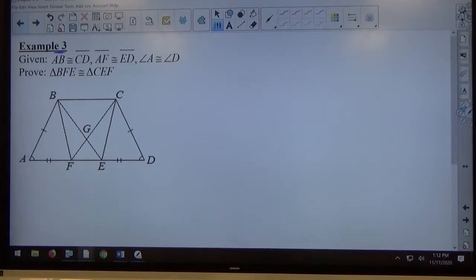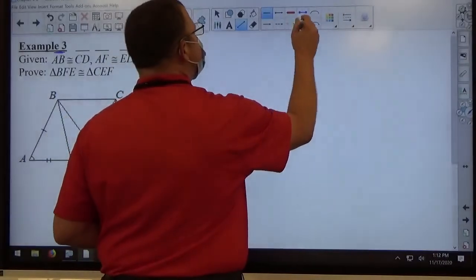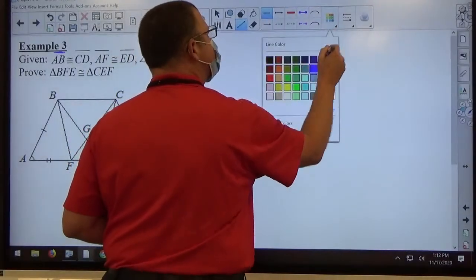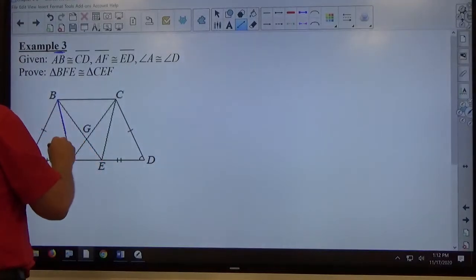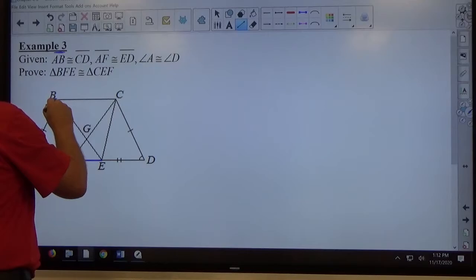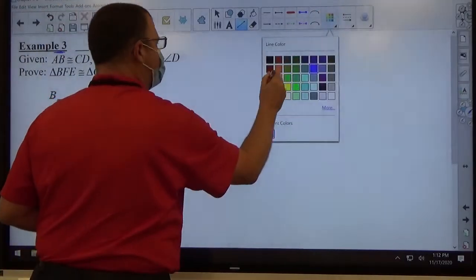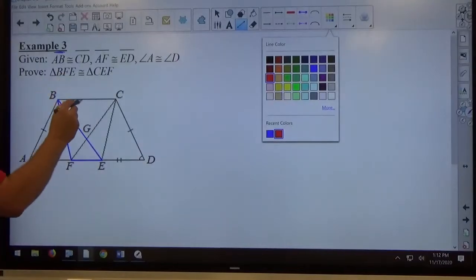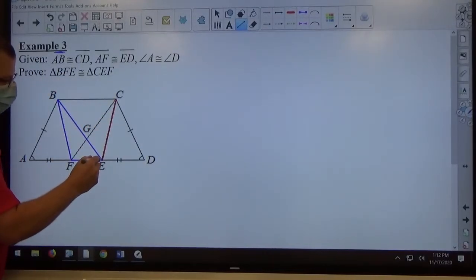We're supposed to prove that triangle BFE, that triangle there, we want that to be congruent to triangle CEF, which is this triangle here.